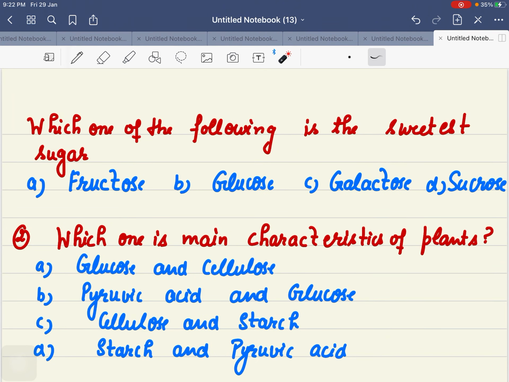Okay, which one of the following is the sweetest sugar? Here we always mark sucrose. But if sucrose is 0.74, fructose will be the sweetest at 1.7. So the sweetest sugar we say is always fructose.